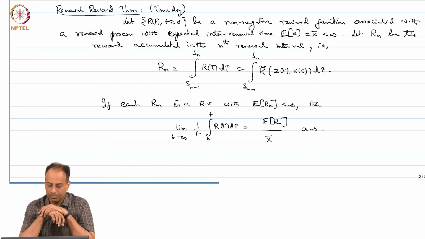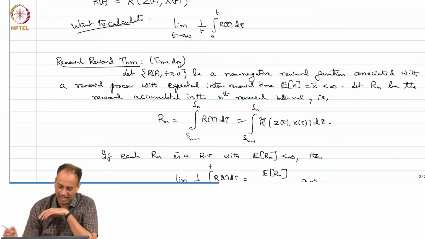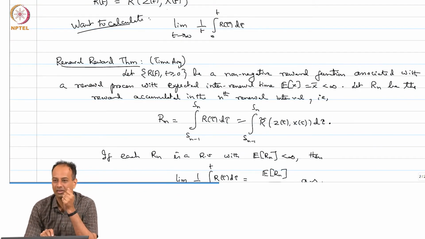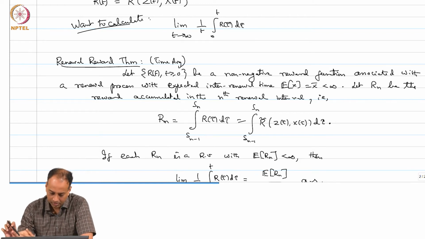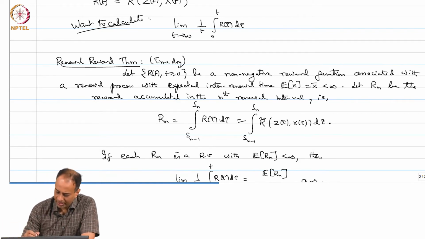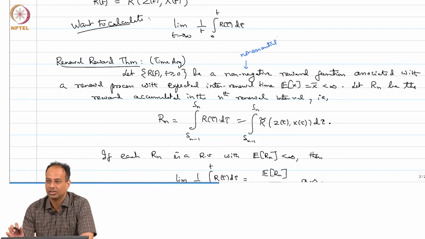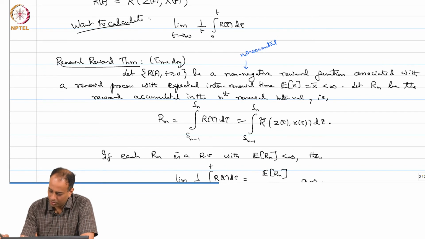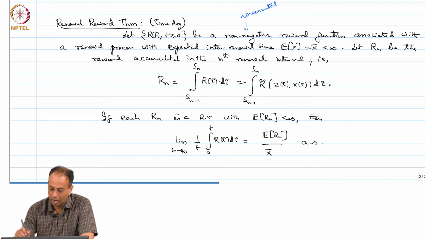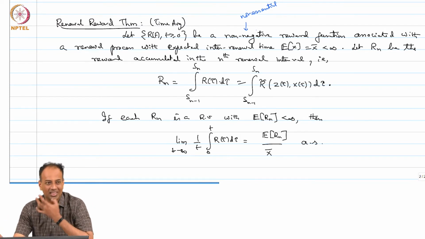So, R of t is some reward function, which for fixing ideas we will take as some function of z t and x t. We are assuming it is non negative, though this is not essential. We can even accommodate losses, rewards and losses. R of t can take negative values, but what you want is that the expected absolute value of R n should be finite. So non negative is not such a key requirement.